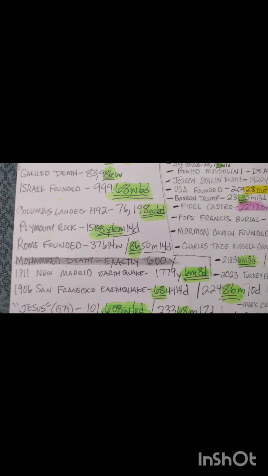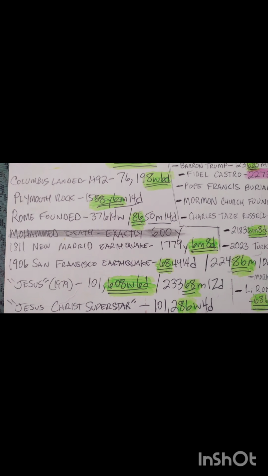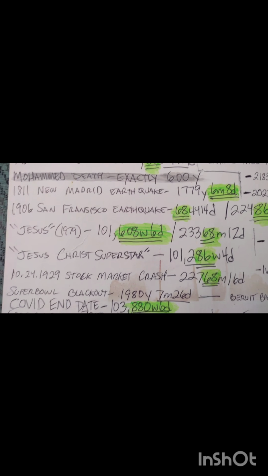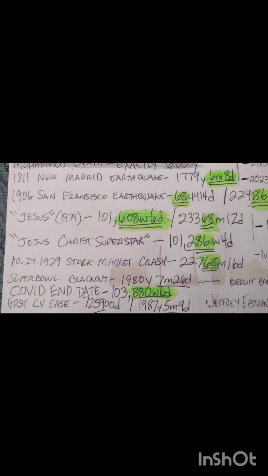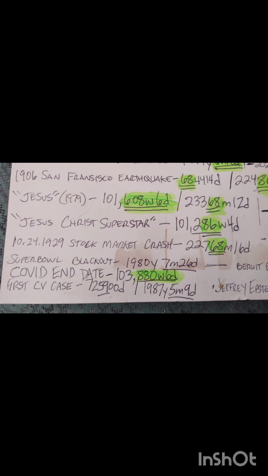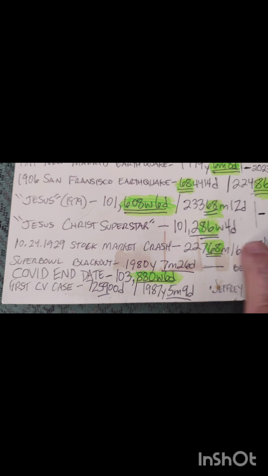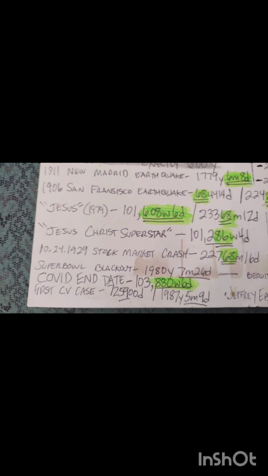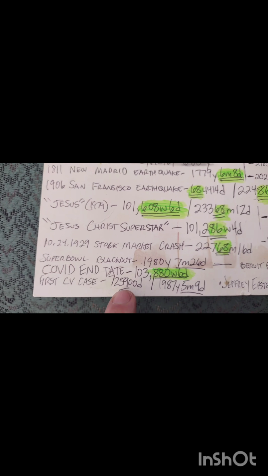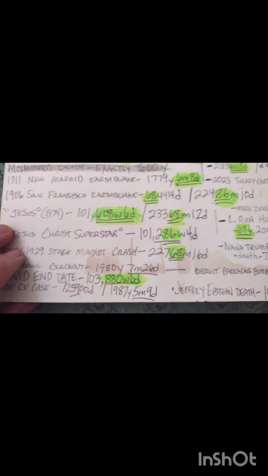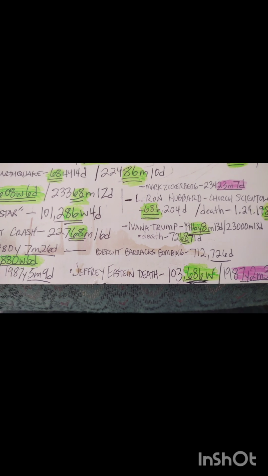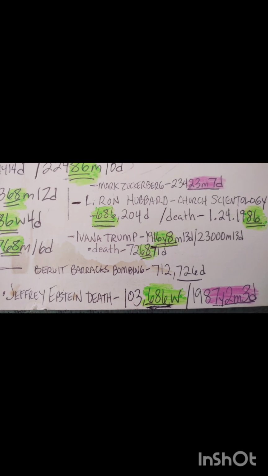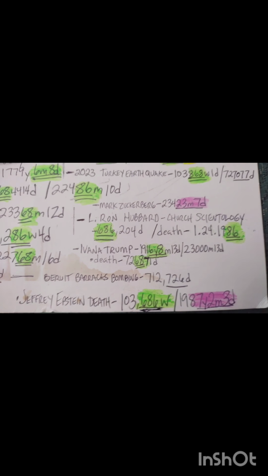1811 New Madrid earthquake. The 1906 San Francisco earthquake. The movie Jesus. The movie Jesus Christ Superstar. The 1929 stock market crash. The Super Bowl blackout. 726. Harpazo and Antichrist. The end date for COVID. The first COVID case. 59 and 59, we'll discuss those later. Jeffrey Epstein's death. The Beirut barracks bombing. There's the 726 again.